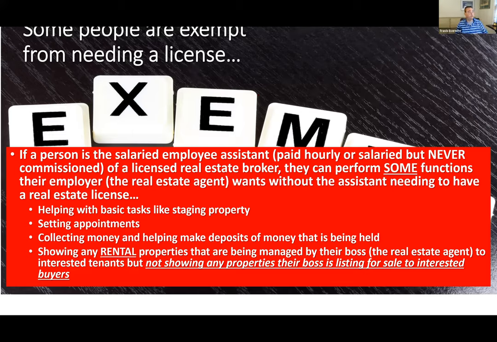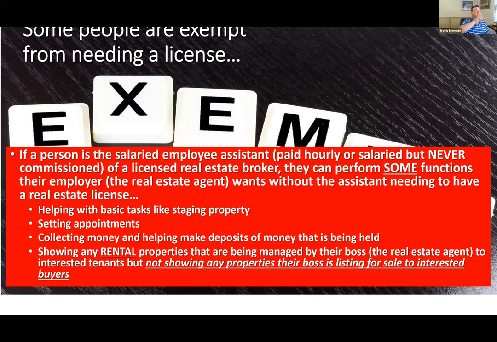Now, if he hires them and pays them with a salary, hourly, W-2, they can perform a lot of the same functions that he can as a real estate broker, but they are more limited than the people who are the employee of the property owner. In other words, I'm going to give you two examples. Let's say the same apartment complex. We got one apartment complex, and you got two people working in the office.